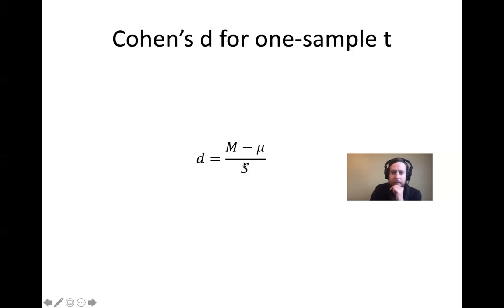And I'll remind you that in general, Cohen's d is a measure of effect size, and measures of effect size, like Cohen's d, tell you how far apart the two means are, the sample mean and the population mean, in terms of standard deviation units. How many standard deviations apart are the sample mean and the population mean from each other? That's what Cohen's d tells you. When you're doing the z statistic, it's sigma in the bottom. When you have the t statistic, it is S in the bottom.